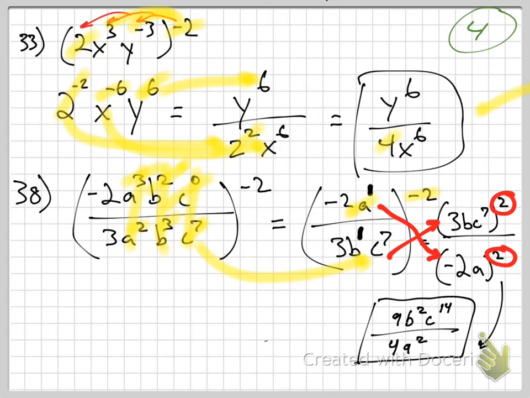And when we simplify, 2 times 7 is 14. B squared and 9. And 2 times A is a squared, or sorry, a squared is a squared. Negative 2 times negative 2 is positive 4, and that's your answer.